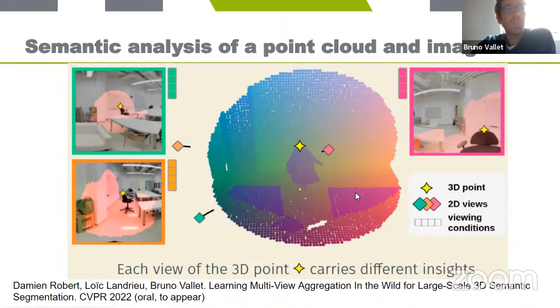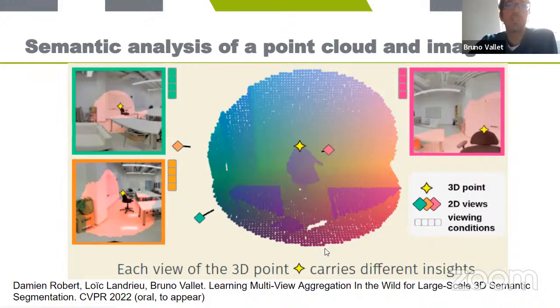So I have a PhD student called Damien Robert, who works with Loïc Landrieux as a supervisor, that have proposed a multi-view aggregation framework in order to combine both this image information from the images and from the point cloud. So the idea is that you're going to extract features from the images, you're going to extract features from the point cloud, and you're also going to create some additional features that carry the information on how well is the point seen by the image.